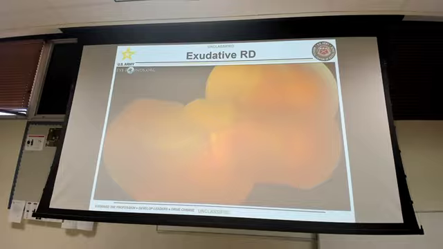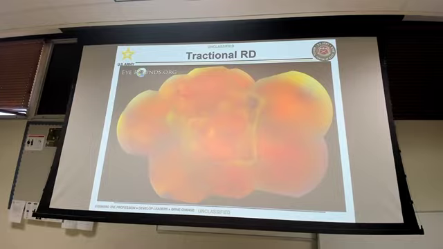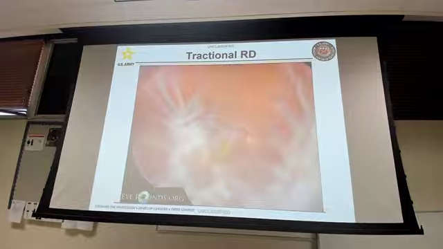And here's a repeat picture from earlier with our proliferative diabetic retinopathy. So you can have a tractional RD with it. And another example of it.